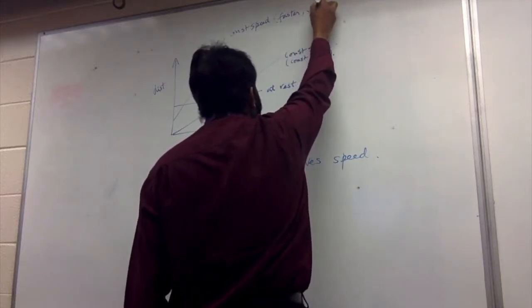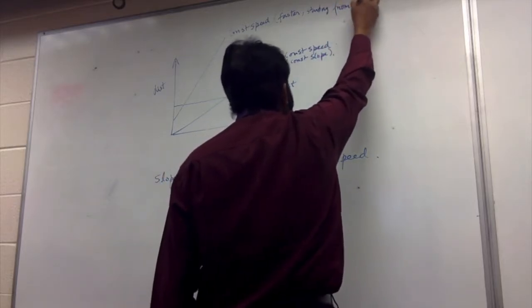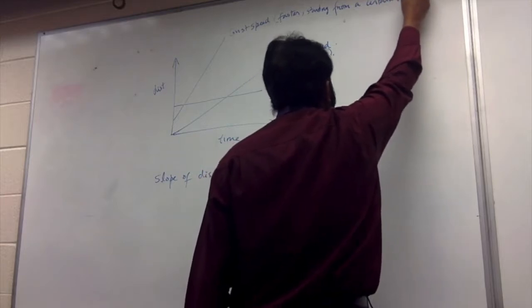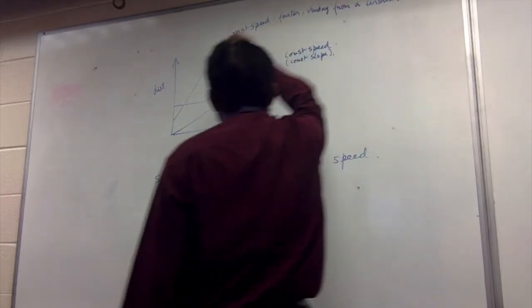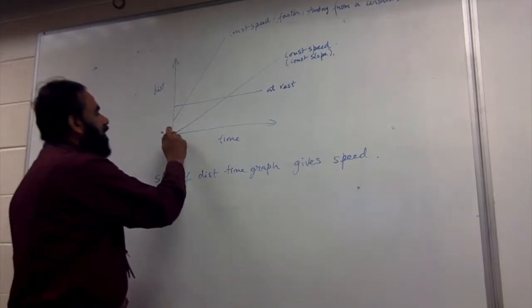starting from a certain distance. So each stroke on the line has a meaning and you have to pull that meaning out. That's basically the idea. Now what is this line?